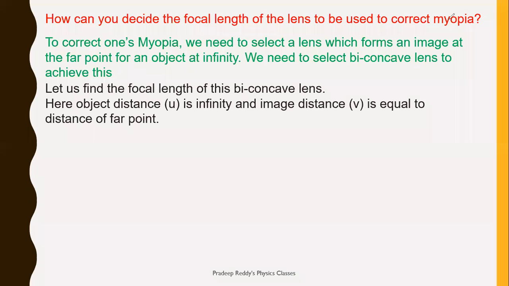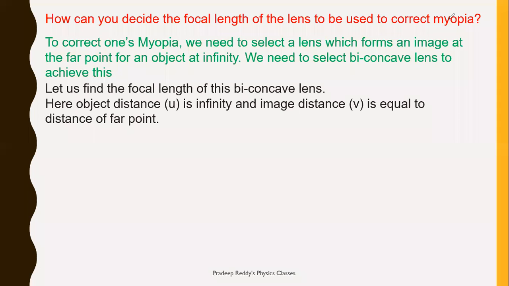Students, in the previous lecture, we have discussed myopia and hypermetropia. We have learned the causes of myopia and hypermetropia and also their corrections. Myopia is called near-sightedness or short-sightedness.